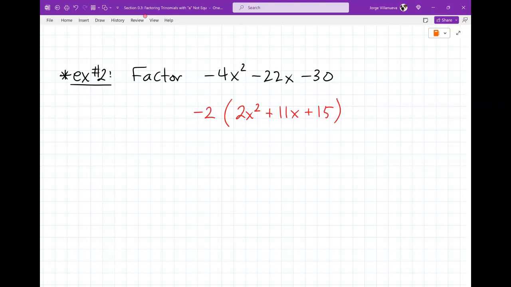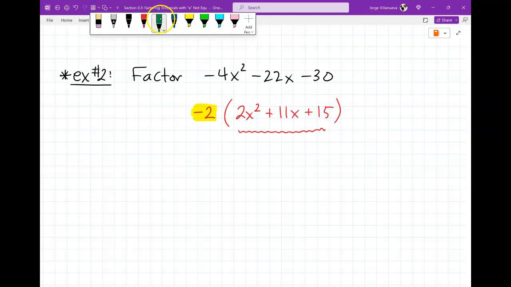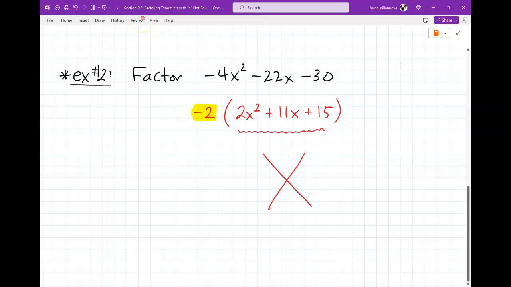So let's go ahead and work with just this right here. Okay, don't forget about that negative 2, right? That thing goes in our answers. I'm going to highlight it there. That way I don't forget about it. So here we go. My A term is a 2. My B term is an 11. And my C term is a 15. All right? So A times C is 30.